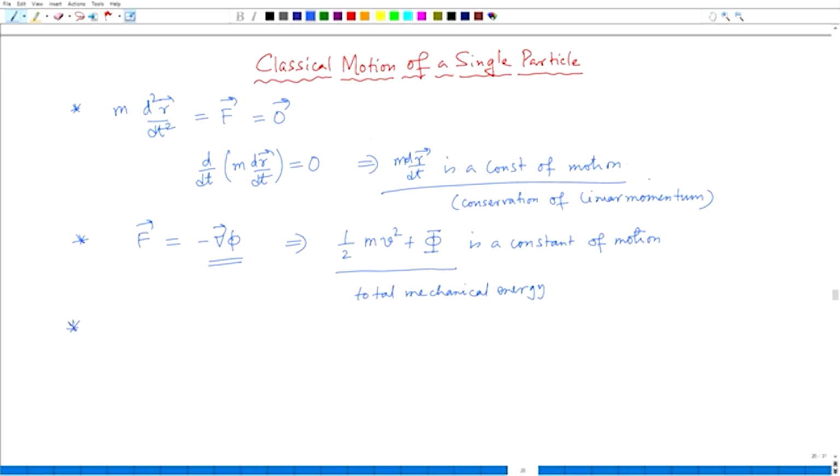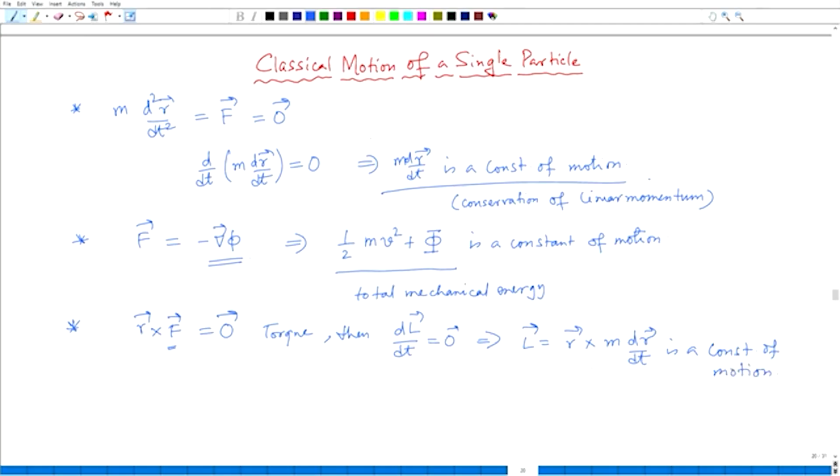Finally, we said that if the force acting on the particle is of such a nature that r cross f is 0, that means if the force itself is 0, or even if the force is not 0 but is parallel to r, then this is 0, which we called the torque. Then dL dt is equal to 0, and that means that L or r cross m dr dt is a constant of motion. This quantity is known as the angular momentum of the particle.